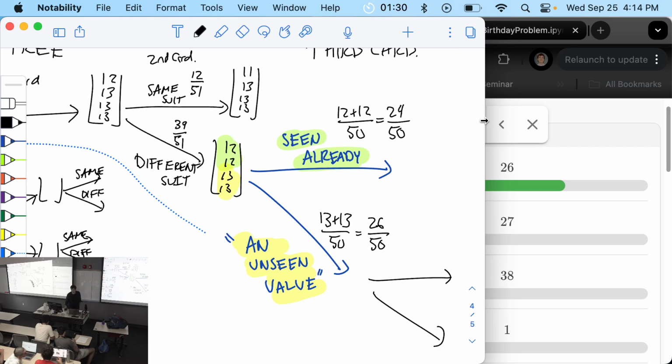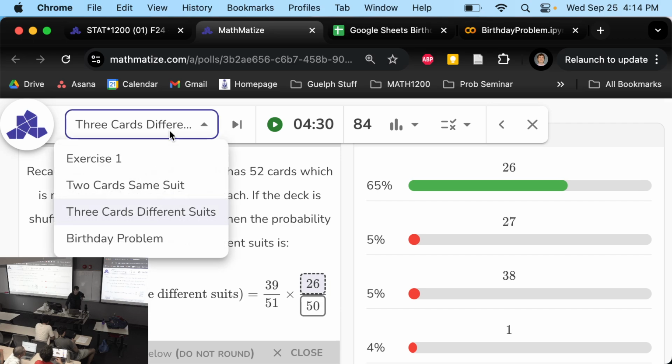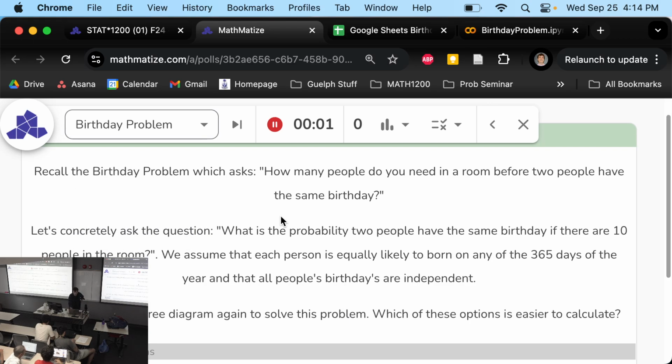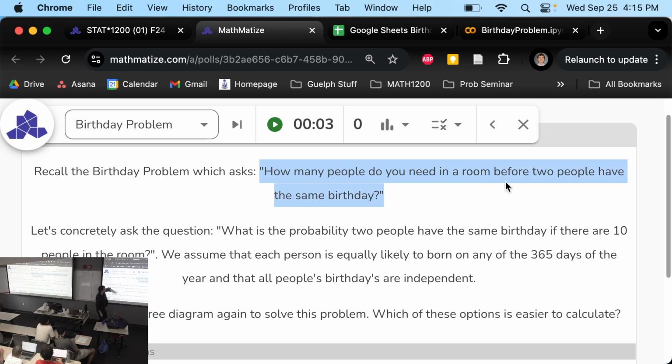And I claim that that is exactly what the birthday problem is. So the birthday problem, in the first day of class, we said, how many people do you need in the room before two people have the same birthday? But a more specific question you could ask is, let's say there were 10 people in the room. What's the chance two of them have the same birthday? And that's exactly the same kind of question as, if I deal out 10 cards, what's the probability that two of those cards are the same suit? So in the cards, there were 4 different suits. In birthdays, you have 365 birthdays you could be. But otherwise, they're the same problem.